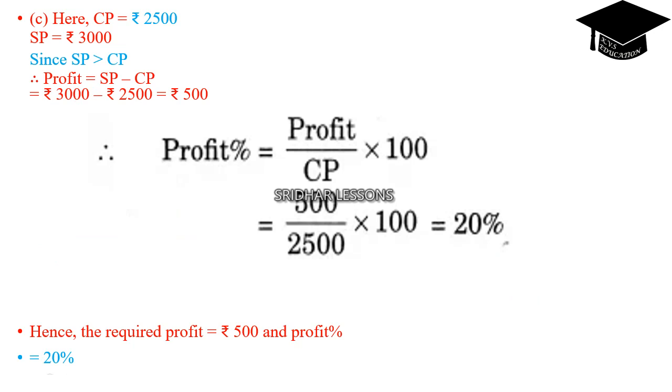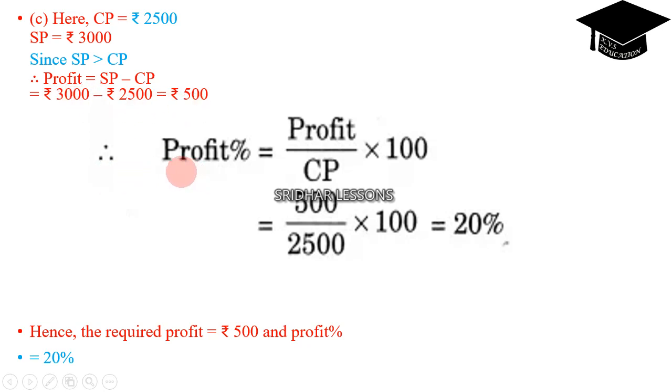And for question C, here the cost price is 2,500 rupees and the selling price is 3,000 rupees. If you observe, the selling price is greater than cost price. So how can we calculate the profit? Selling price minus cost price is equal to profit. That means 3,000 rupees minus 2,500 rupees, which is equal to 500 rupees.